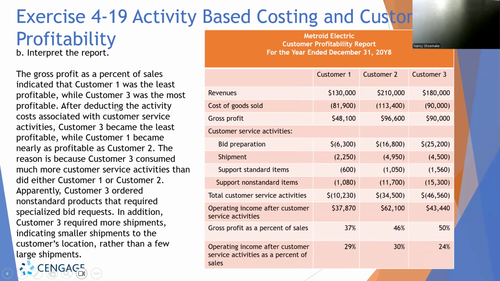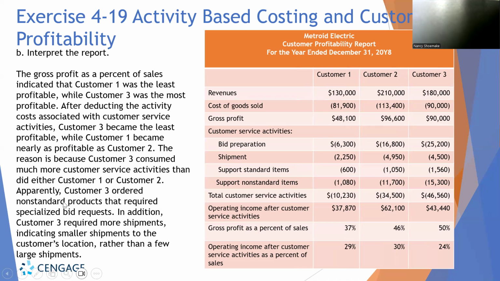Interpret the report. Looking at gross profit as a percent of sales, it seemed that customer 1 was the least profitable. It wasn't true. Customer 3 looked like it was the most profitable, but once you start taking these activity costs into play, customer 3 consumed much more customer service activities than customer 1 or 2 did.